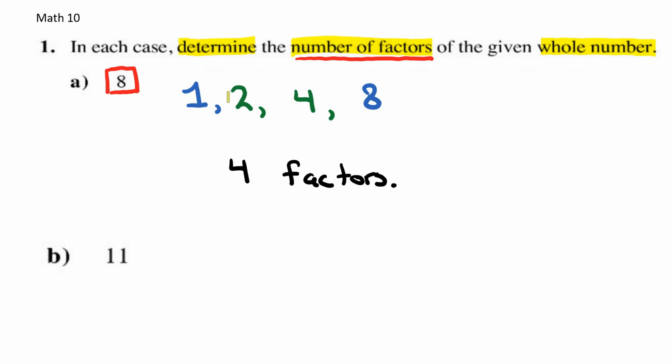All these numbers that I'm highlighting in yellow are the 4 factors, and all those numbers divide evenly into 8, and that's why they're called factors.